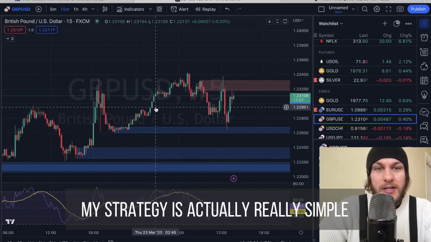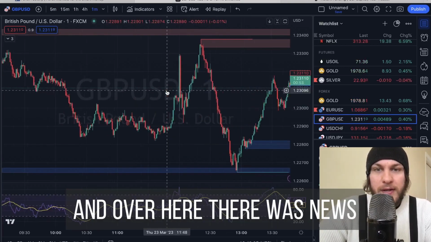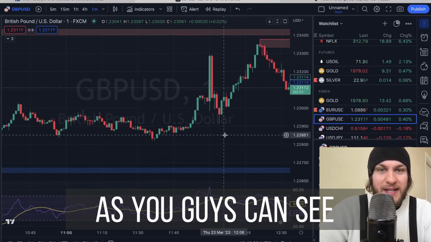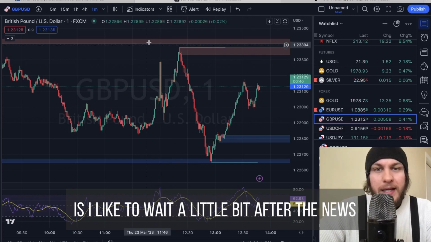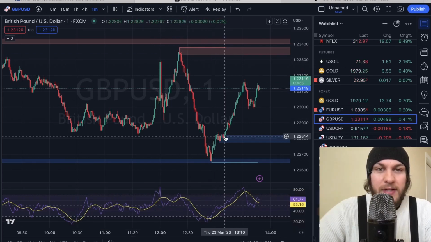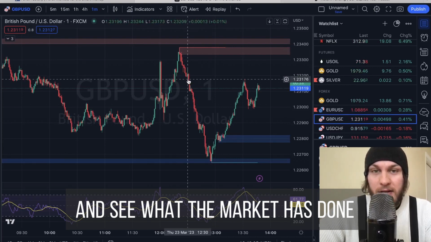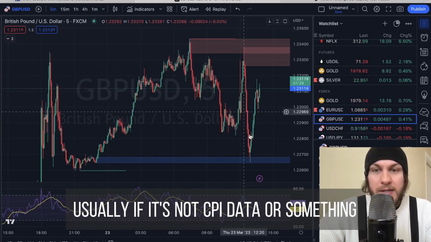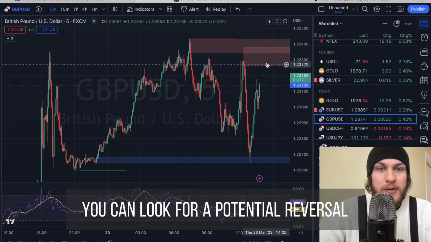My strategy is actually really simple, and over here there was news, as you guys can see. What I like to do is wait a little bit after the news, so like 10 to 15 minutes after the news, and see what the market has done. Usually if it's not CPI data or something, you can look for a potential reversal like we did over here.